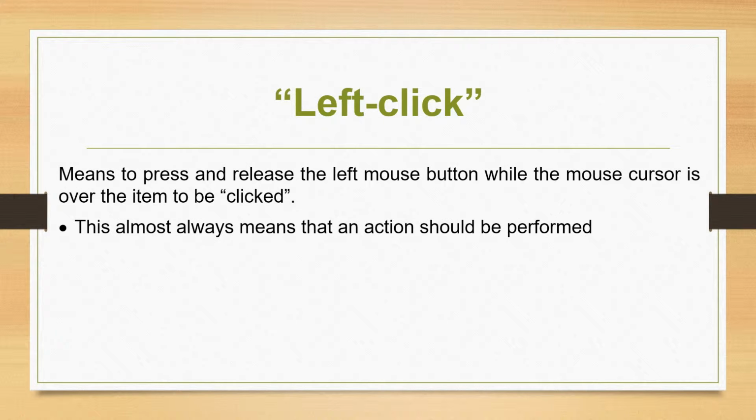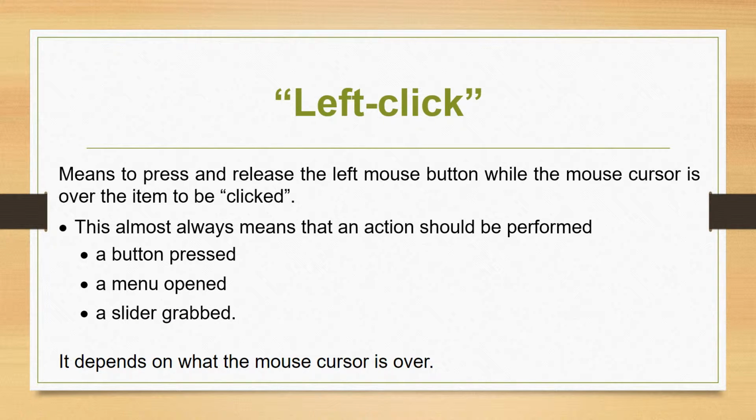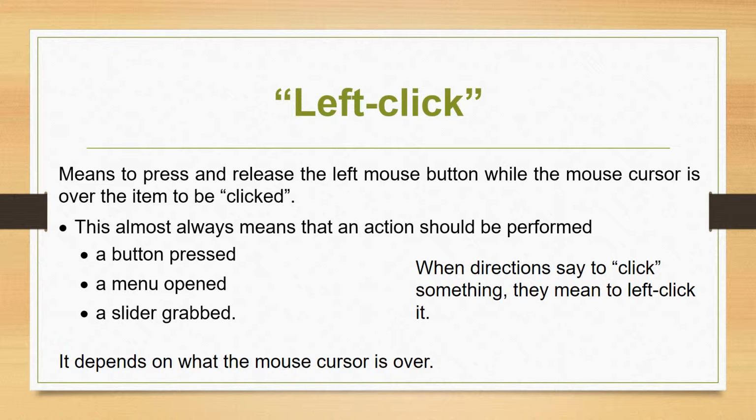The first button I want to talk to you about is the left click button. To left click means to press and release the left mouse button while the mouse cursor is over the item to be clicked. This almost always means that an action should be performed, such as a button pressed, a menu opened, or a slider grabbed. It depends on what the cursor is over. When directions say to click something, they mean to left click it.